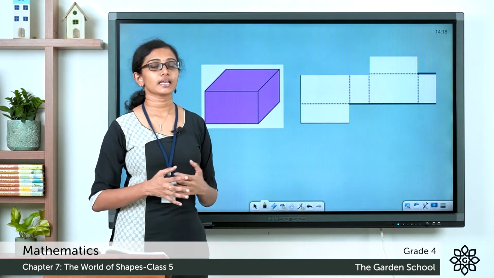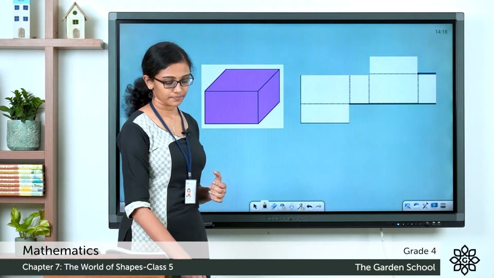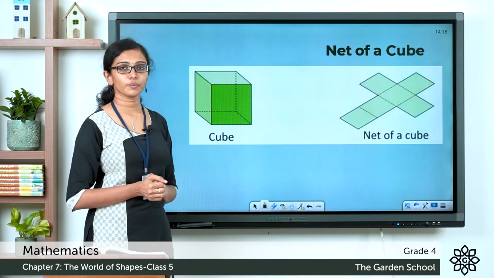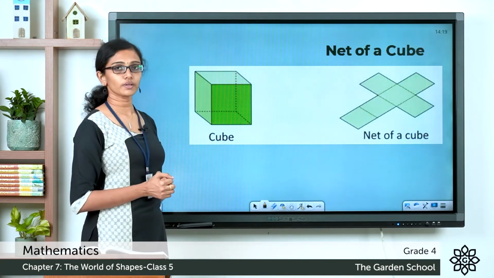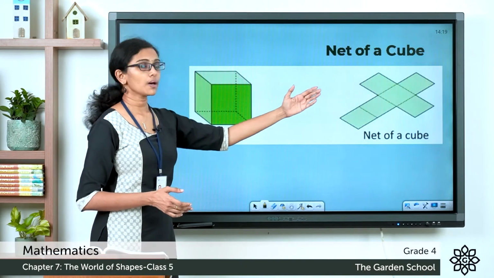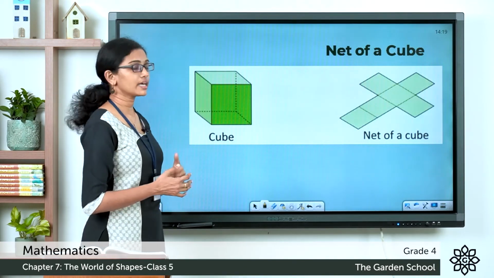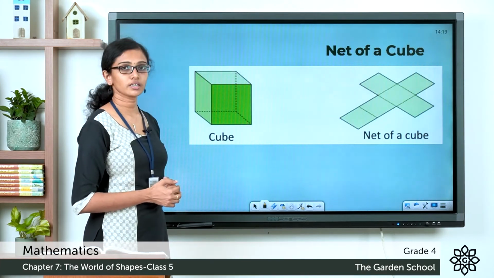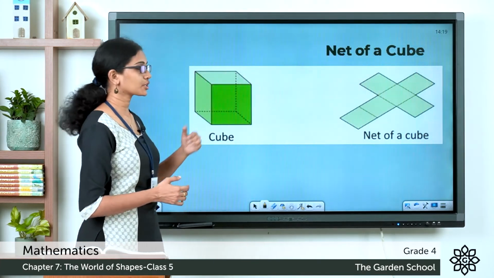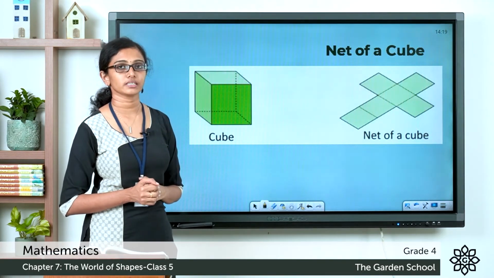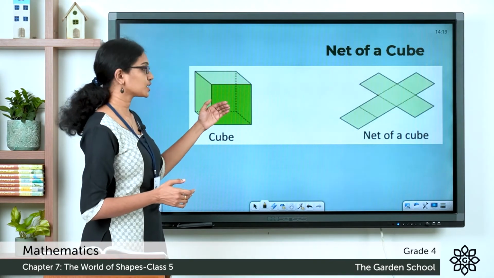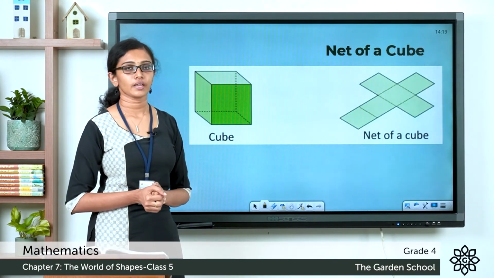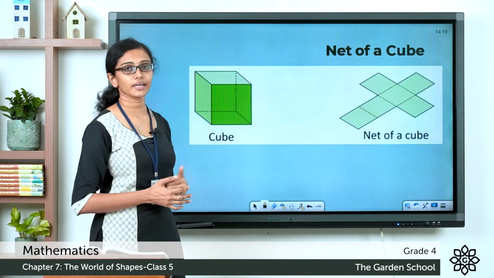Now we'll see the net of a few 3D shapes. Here you can see the net of a cube. You can see the picture of a cube here. What if we unfold this cube? You'll get a two-dimensional pattern, or net, of this three-dimensional cube. See how many faces it has got? Both the net and the cube have the same number of faces. It is 6. There are 6 faces for the cube and there are 6 faces in the net as well. And the shape of the faces are also the same.